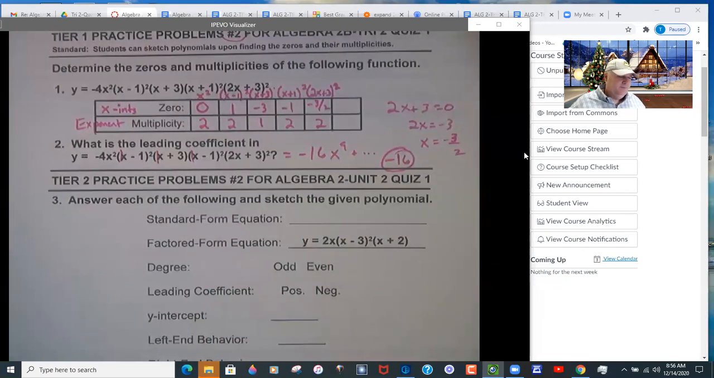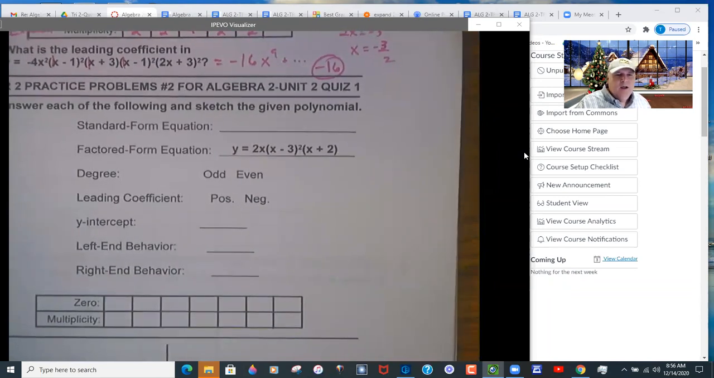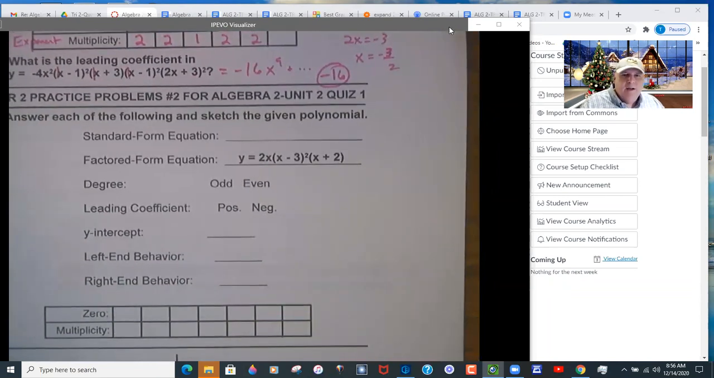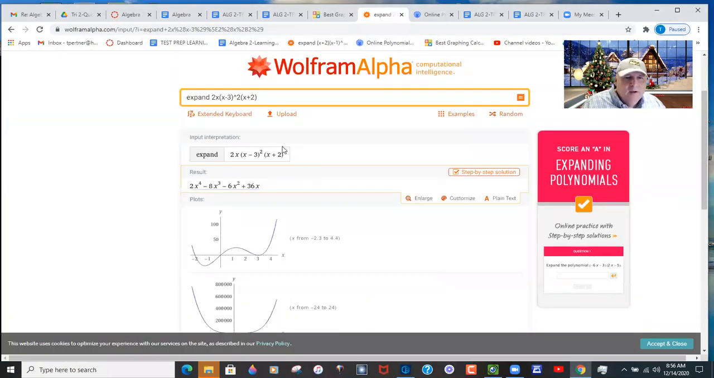Okay, problem 3. Standard form equation. So what you're going to do here is go to Wolfram Alpha, and I'm going to actually do that now. And bam, here it is. You're going to type this in, make sure you have the word expand there, and it will expand it out. And then you're going to take this and write it in the standard form.